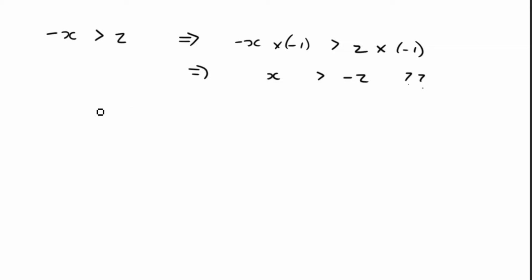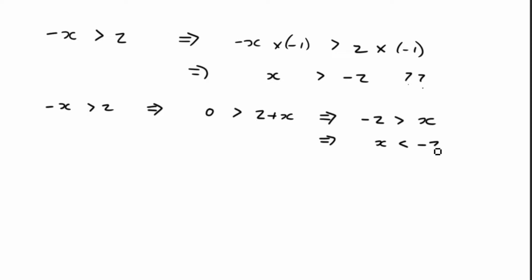Well, let's have a look at this in a slightly different way. If we started off with negative x is greater than 2, as we did, and if we follow the rules we've already established, let's add an x to both sides. Negative x plus x would give us 0. 2 plus x would give us 2 plus x. Now let's subtract a 2 from both sides. 0 subtract 2 would be negative 2. 2 plus x subtract 2 would just be x. And let's rewrite that in a slightly different way. Negative 2 is greater than x is the same thing as saying that x is less than negative 2.